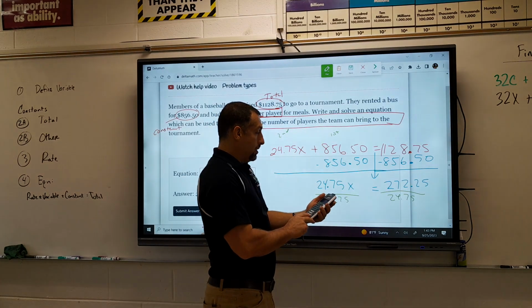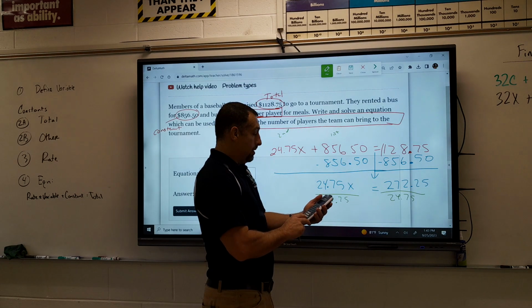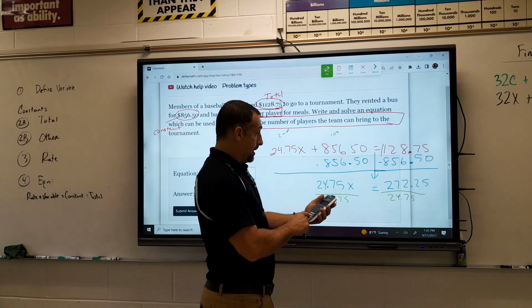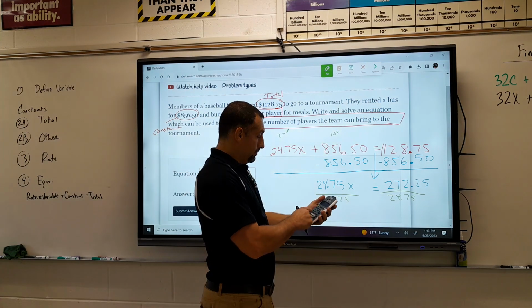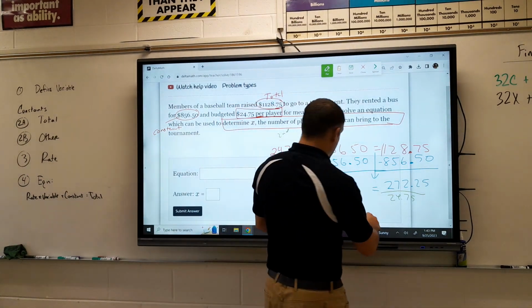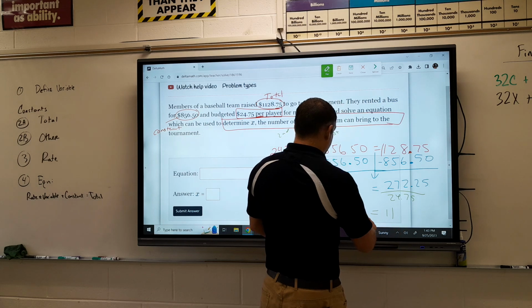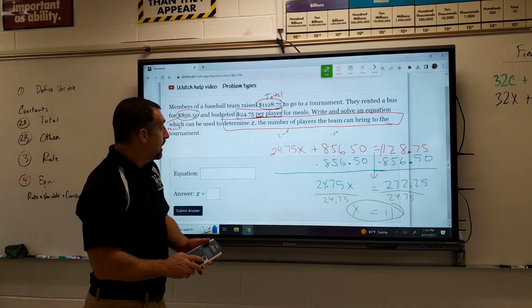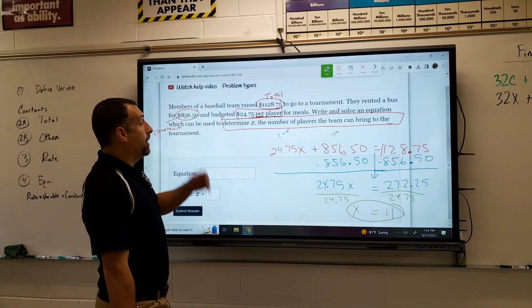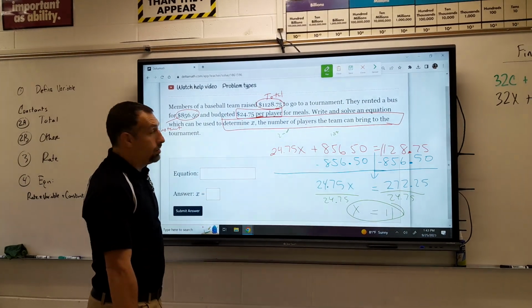Oops. Oh my. Why did I have to type that in? I hit the wrong key. Okay, so we get 11. 11 represents the number of players they can bring to the tournament.